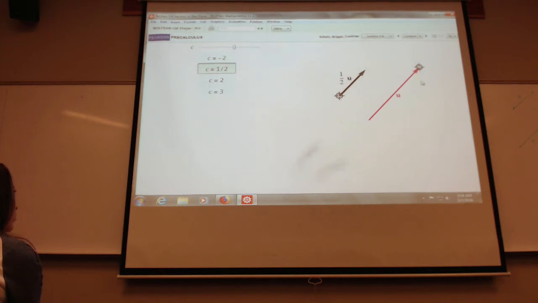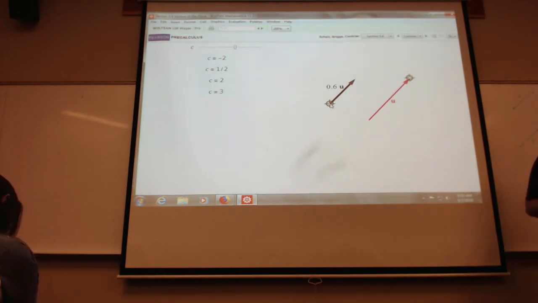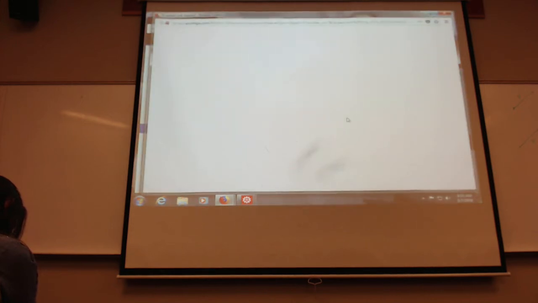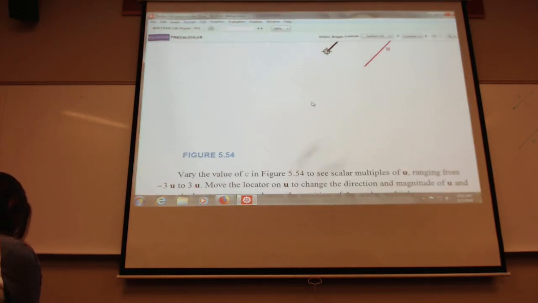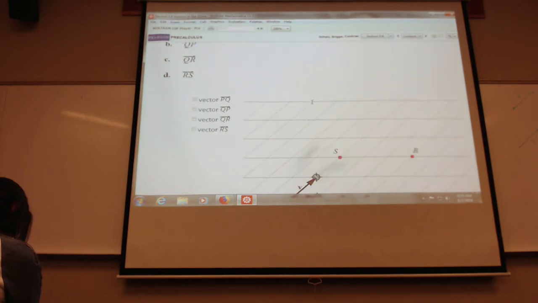I can take the vector u and multiply it by 1/2 to make it half as long with the same direction. And you can do this with lots of scalars. This works with decimals. Here's the vector 0.6u, that's 6/10 as long. So multiplying a vector by a scalar just changes the length, and if it's negative, it will also change the direction. So that's all I wanted to point out there, just to get some of that terminology out of the way.